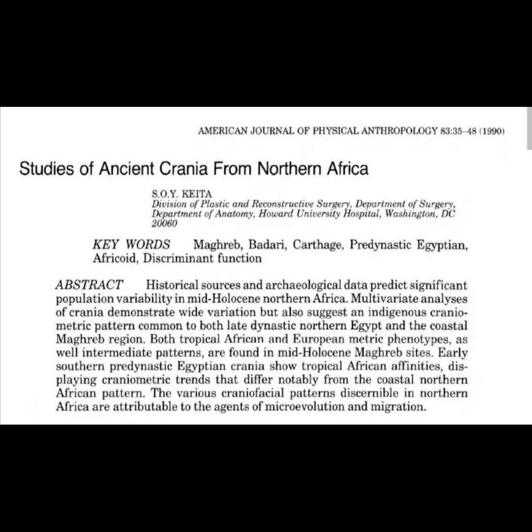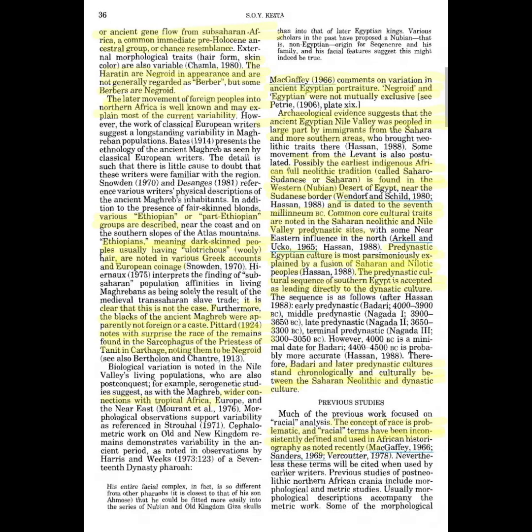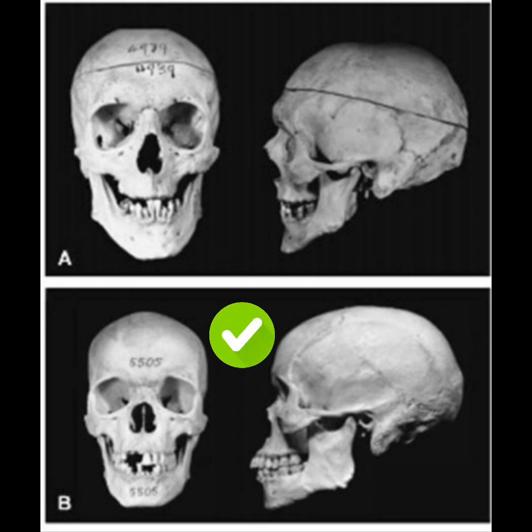Dr. Shamarka Keita's research on ancient Egyptian skull morphology reveals some fascinating insights. According to a study, the cranial morphology of ancient Egyptians shows a significant amount of variation, which is consistent with the population dynamics of the region. Keita's analysis of male crania from Upper Egypt, which span from the pre-dynastic to early dynastic period, found that the early pre-dynastic group showed tropical African affinities. In contrast, the late pre-dynastic and early dynastic groups exhibited more variation, with some individuals showing European-like traits.